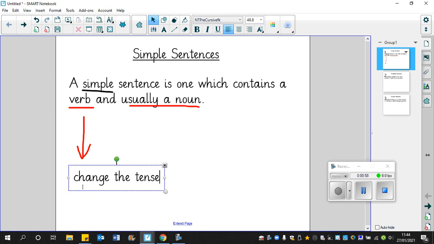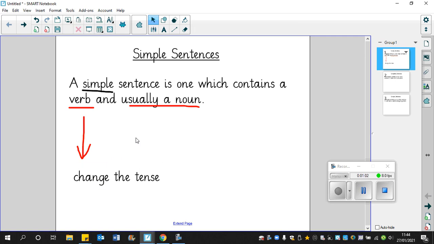Okay, so for example, a word like window. Window isn't a verb because you can't change the tense. You can't make it past tense, windowed or windowing. That's just nonsense. But if you think about a word like open, you can make open past tense because you can make it opened, and you can make it future tense. So for example, you could make it I will open.